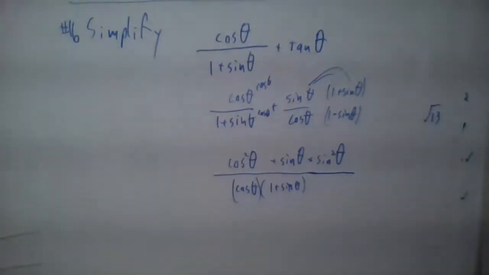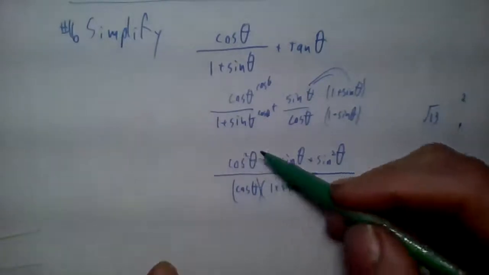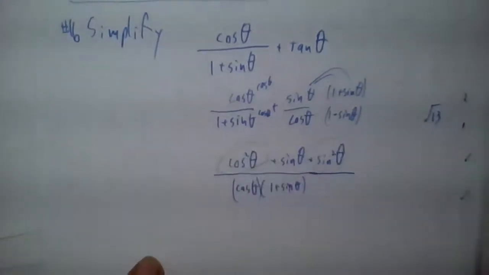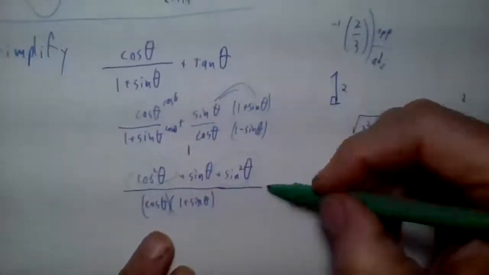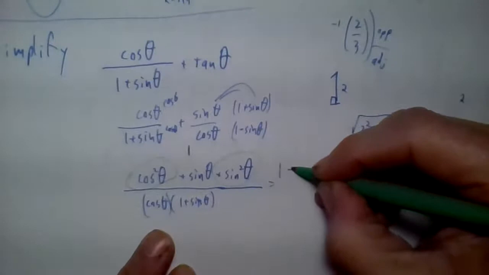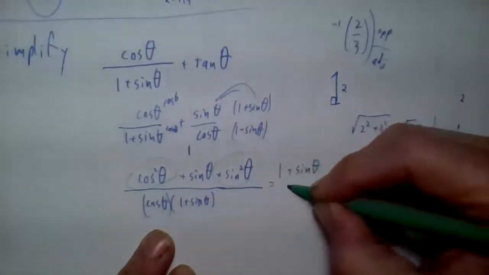But they are trigonometric things, and here's where I use a little trig. Hopefully it occurs to you, looking at that, that a couple of these are the nice ones. Cosine squared plus sine squared equals 1. So that's going to simplify a lot, to 1 plus sine theta.